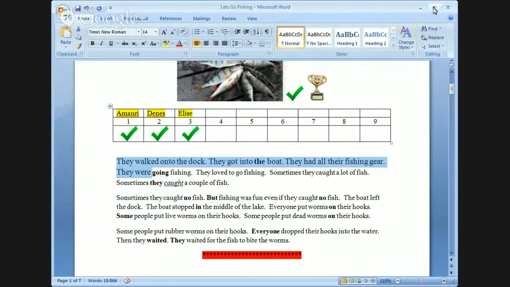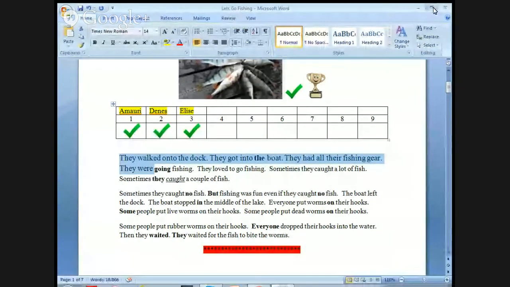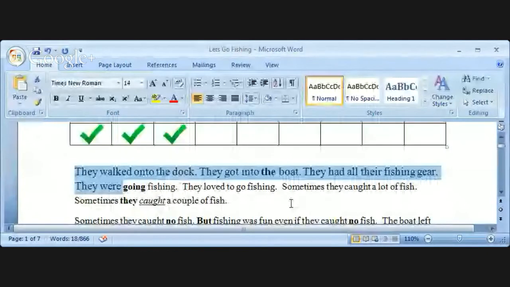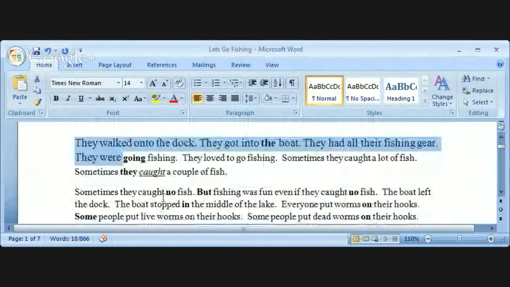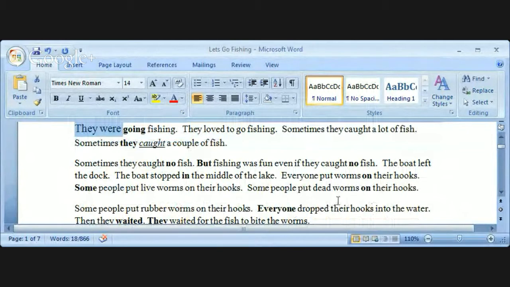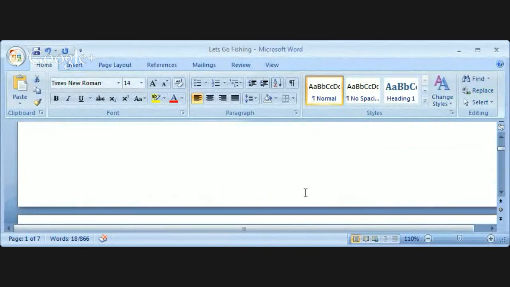No. They're just little words. Usually they're about three letters. They're about three-letter words, okay? The, going, they work. Okay. No, in, on. These are sight words. These are called sight words. Okay? Sight words.